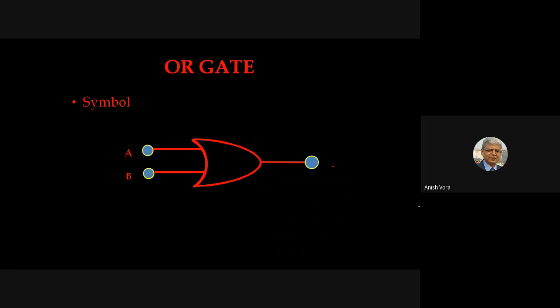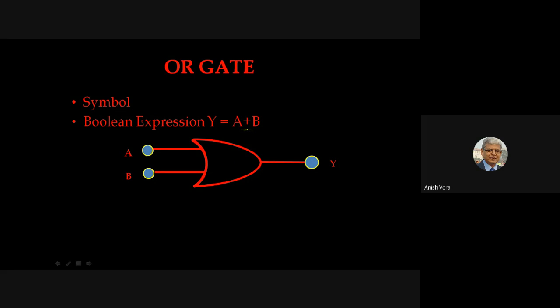Now we have OR gate. So symbol, again we can draw OR gate like this. In the OR gate we have taken two inputs, A and B, and we have one output. Output is Y. So this is the symbol. But now the Boolean expression, that is Y is equal to A plus B. So here we use the operator, that is plus.